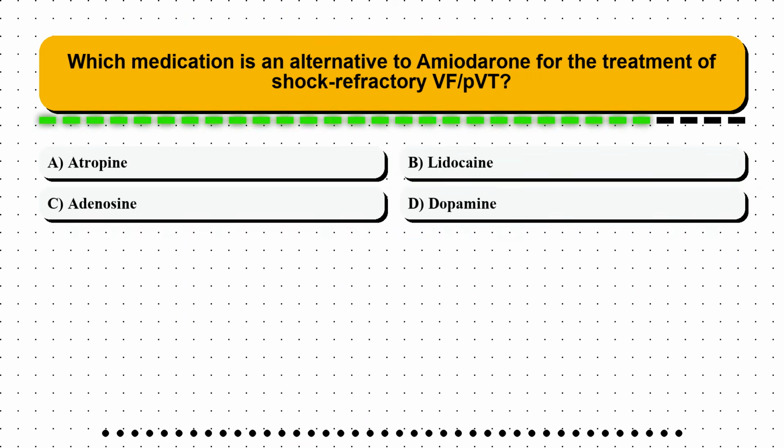Question 10. Which medication is an alternative to amiodarone for the treatment of shock-refractory VF/pVT? Option A, atropine. Option B, lidocaine. Option C, adenosine. Option D, dopamine.